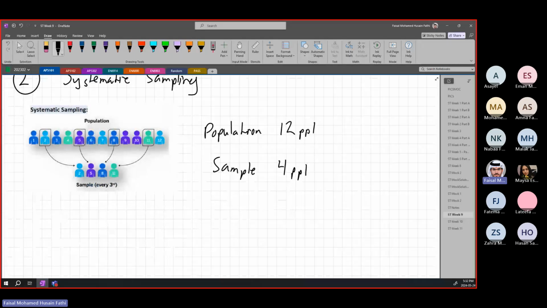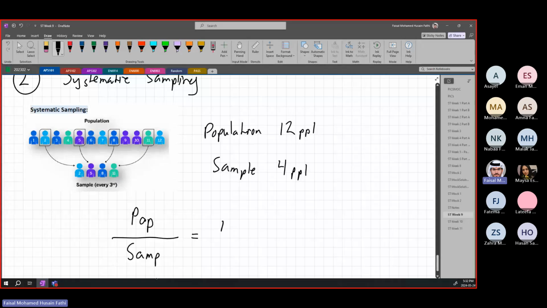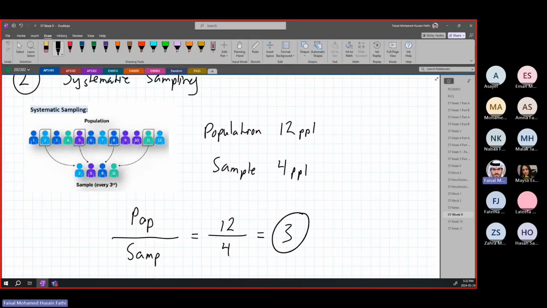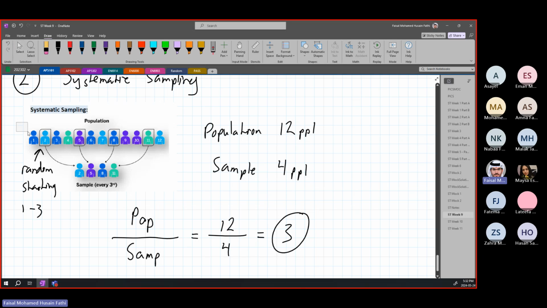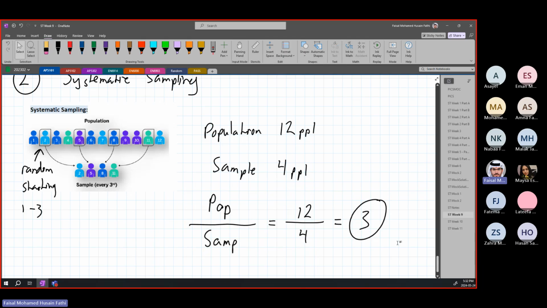So we look at our population and we divide it by our sample size. So it's going to be equal to 12 divided by 4, which is simply 3. Then we are going to take a sample from every third person in our list. So we can start at any point. The starting point here is going to be randomized. So this is a random starting point between 1 and 3. Between 1, which is the very first person, and 3, which is every third sample, which is our systematic sampling.